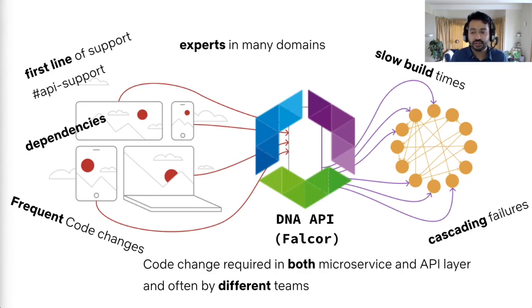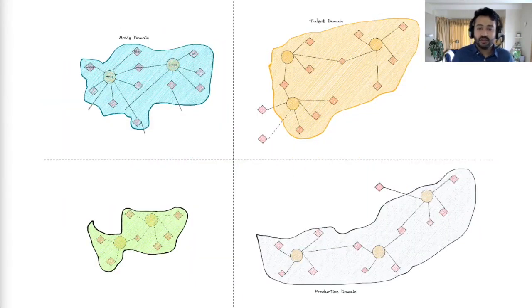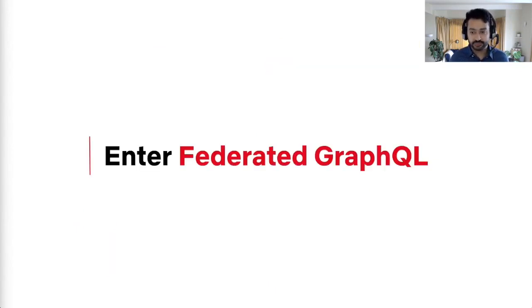So these are some common problems of a monolith architecture. And this is what we saw with the API layer. To fix this, you can imagine, let's say we have this API, and it's owned by multiple teams and aggregates across many domains. But what if we could still have this one graph, but split the implementation of all of these subgraphs to different teams? This is where we entered federated GraphQL.